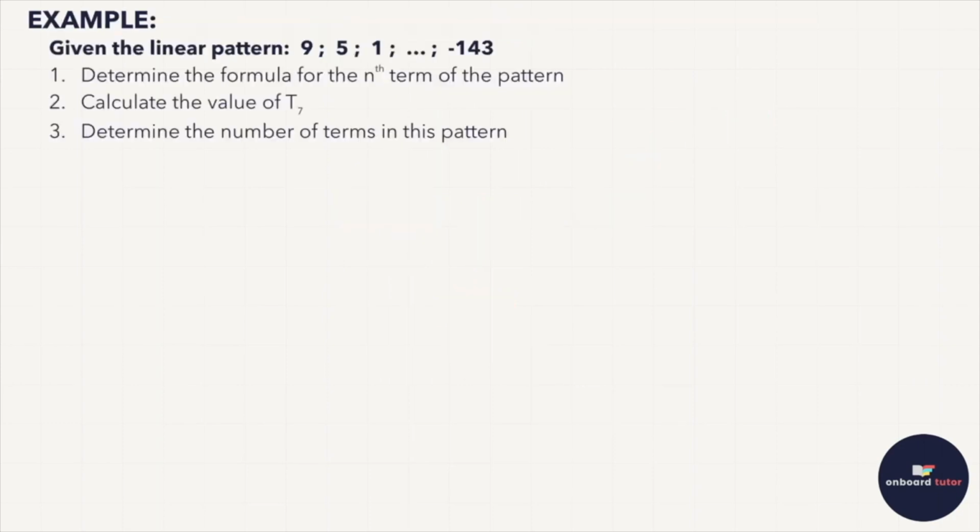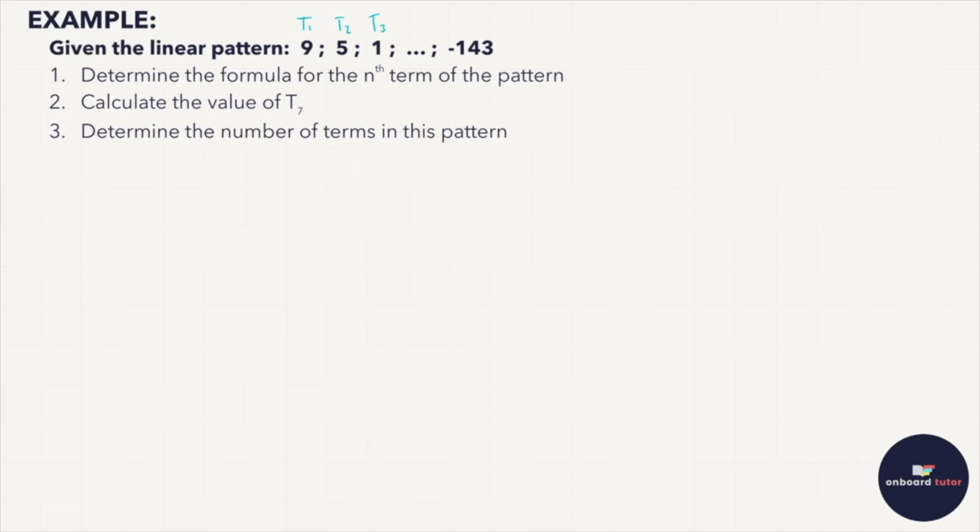Given the linear pattern 9, 5, 1, and then it goes on and on all the way down to minus 143, we are asked to determine the formula for the nth term of the pattern, then calculate the value of T7. So basically what they're saying is calculate the value of the 7th term, because here we are given term 1, term 2, term 3, etc. So they want the 7th term there, and then determine the number of terms in this pattern.